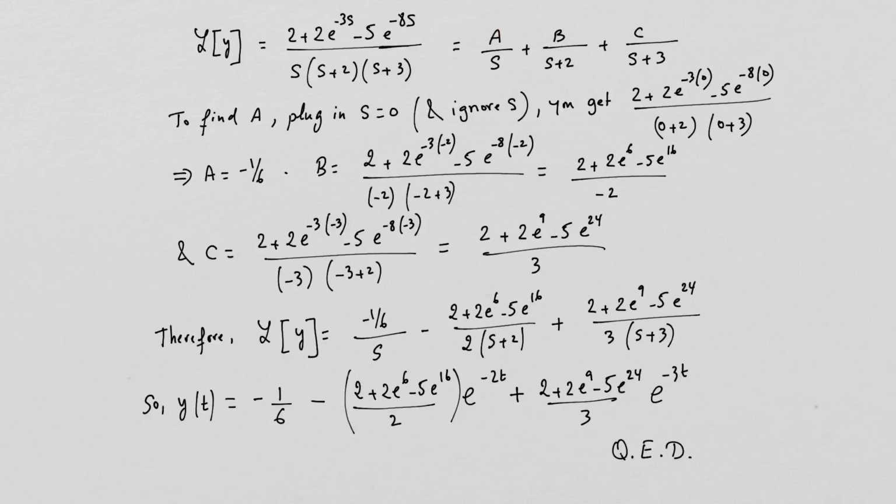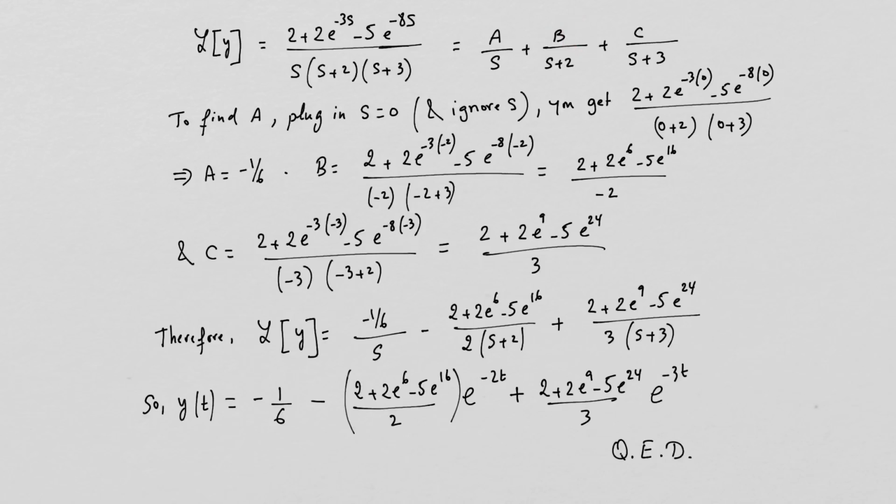In order to find a, you go back here, you ignore s completely and plug in 0 for the rest. So it's going to be 2 plus 2 e to the negative 3 times 0 minus 5 e to the negative 8 times 0 over 0 plus 2 times 0 plus 3. That's all I did here. And I got negative 1/6. I hope I didn't make a mistake.